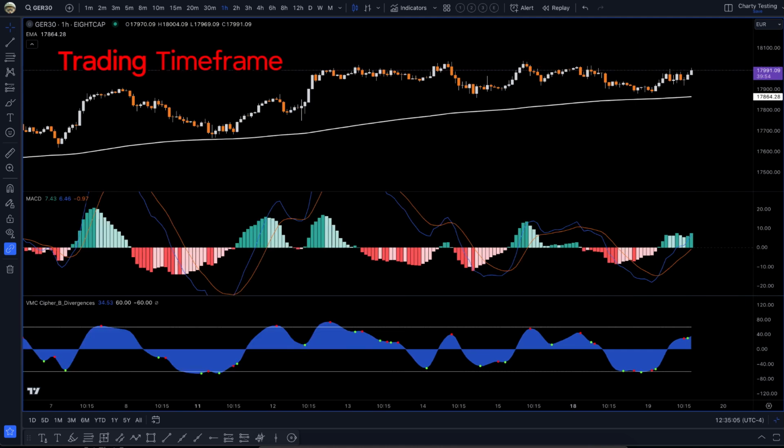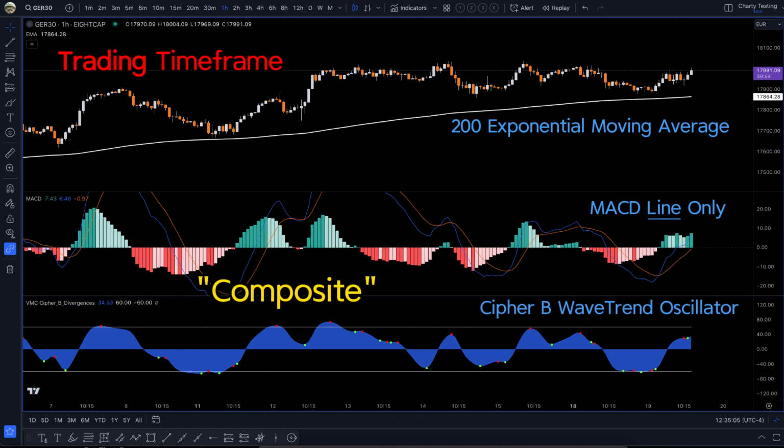The fourth is a bit of a mixture and a little simpler. It's just like the last one, but instead of the higher time frame triple supertrend, we just use the 200 EMA as a trend indicator on your regular trading time frame, the MACD line as a pullback indicator, and the Cipher B oscillator as the entry signal. We'll call this challenger Composite.